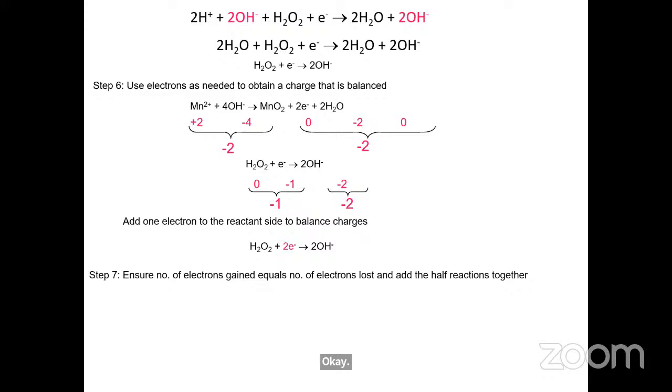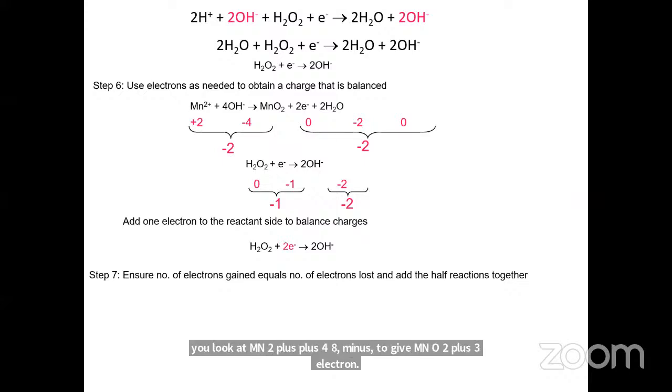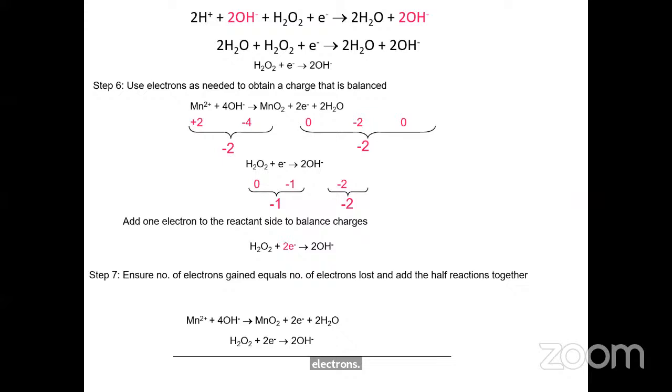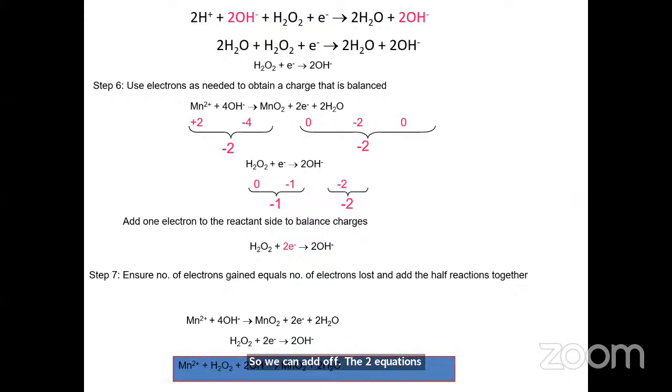Now, we need to look at the 2 half equations to make sure that the number of electrons is balanced. If we look at Mn2+ plus 4OH- to give MnO2 plus 2 electrons, we have already said that is balanced. And then there are 2 electrons. And then hydrogen peroxide plus 2 electrons to give 2OH-. This also has 2 electrons. So we can add up the 2 equations because they have the same number of electrons.